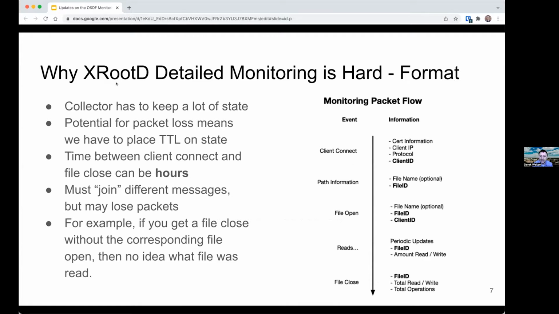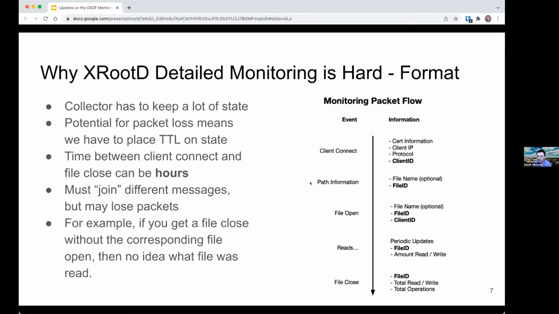The reason that we found that XRootD detailed monitoring is hard is manifold. The collector has to keep a lot of state. Any sort of packet loss, since we're talking about UDP, there will definitely be packet loss, means that we have to keep a TTL on the actual state, the time between a client connect and a file close, for example. So on the right is the flow of packets that we receive, and each one of these can be a completely separate UDP packet. The client connect, some path information, the file open event, any reads that happen, and then finally the file close. Each one of these is a separate UDP packet, or can be a separate UDP packet.